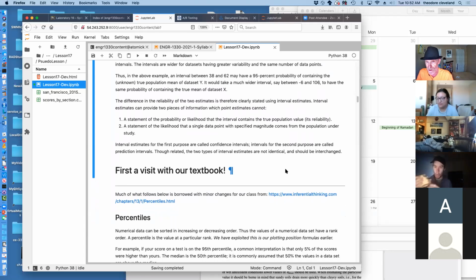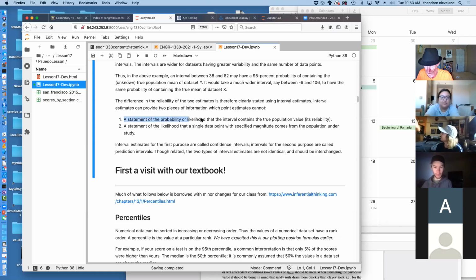So the difference in the reliability of the two estimates is therefore clearly stated using interval estimates. Interval estimates provide two vital pieces of information that point estimates themselves cannot. First, they provide a statement of the probability or likelihood that the interval contains the true population value. So that's a measure of reliability. They also provide a statement of the likelihood that a single data point with a specified magnitude comes from the population under study.